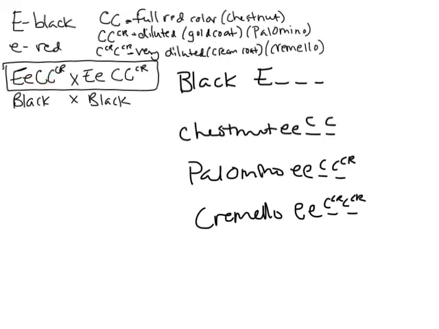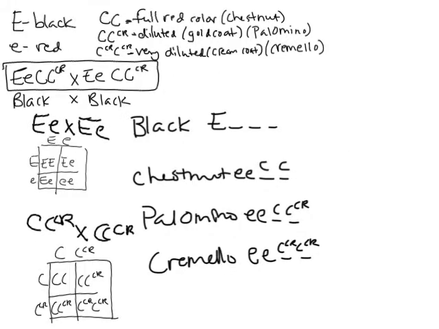So they're independently assorting, which means that we can just look at our E's on their own, do a little monohybrid cross, and our C's on their own, and do a little monohybrid cross. Okay, so I've done the crosses. So to get a black horse, we need a big E and anything. So we have a 3 out of 4 chance of getting a big E, and then 100% chance of getting anything else. So that gives us a 3 in 4 chance of having a black offspring.